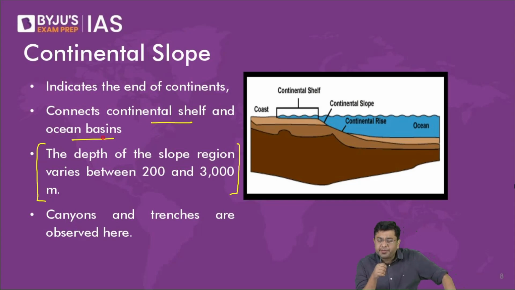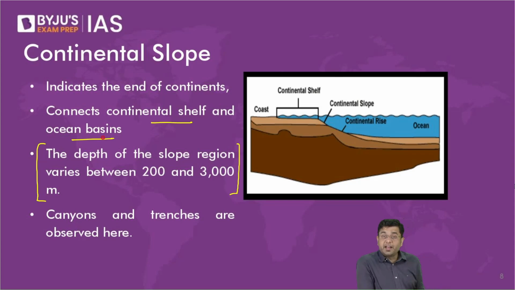Sunlight is not available at all. So, in many of the areas at the bottom of the continental slope, you'll find absolute darkness to prevail. Sunlight never reaches there. Sunlight is never able to penetrate those depths. So, it connects the continental shelf and the oceanic basins.